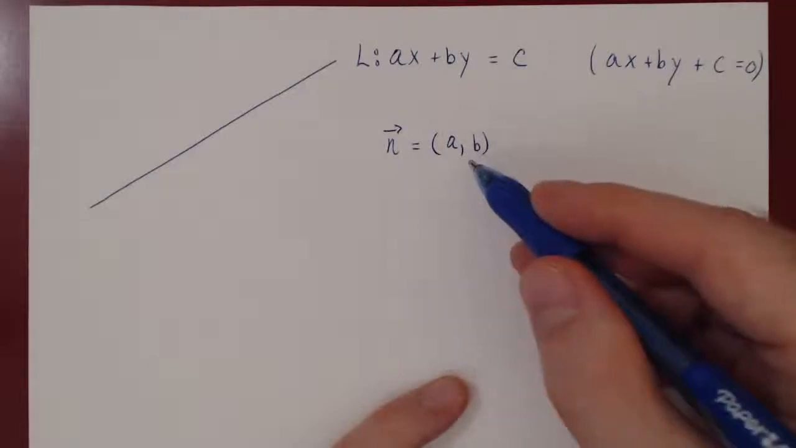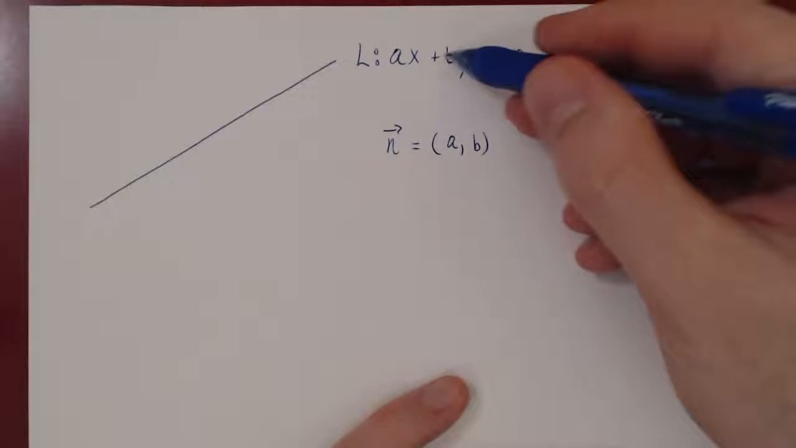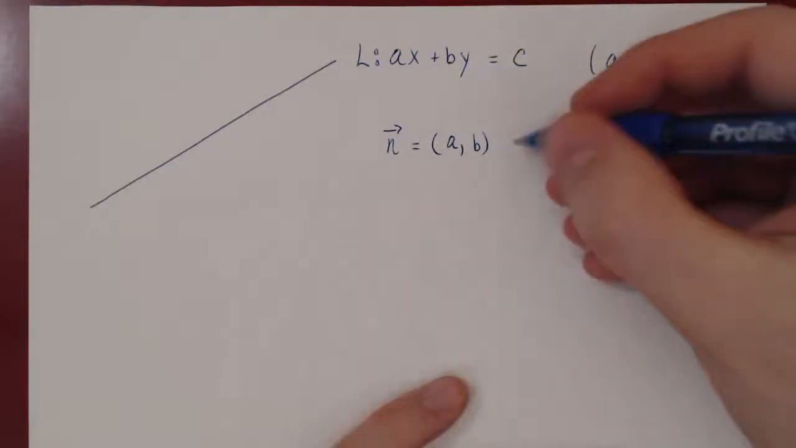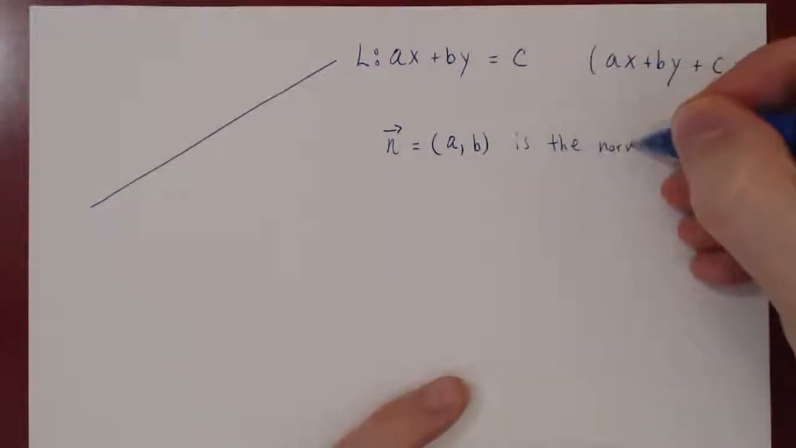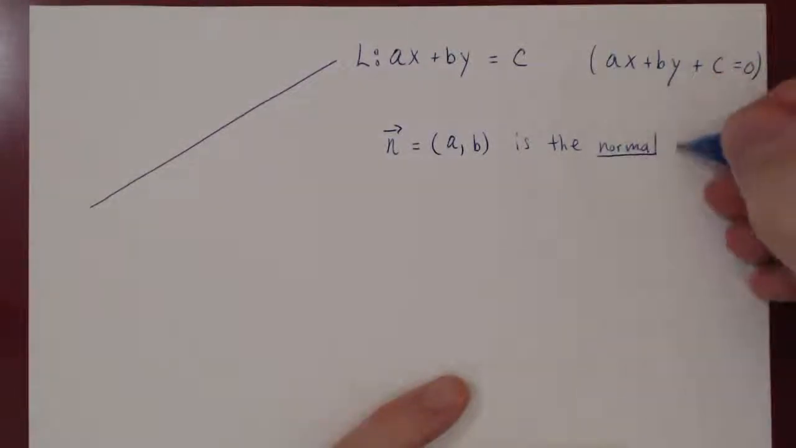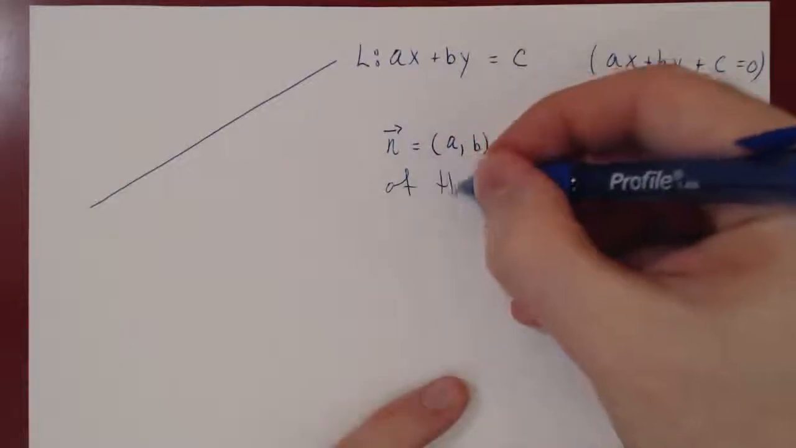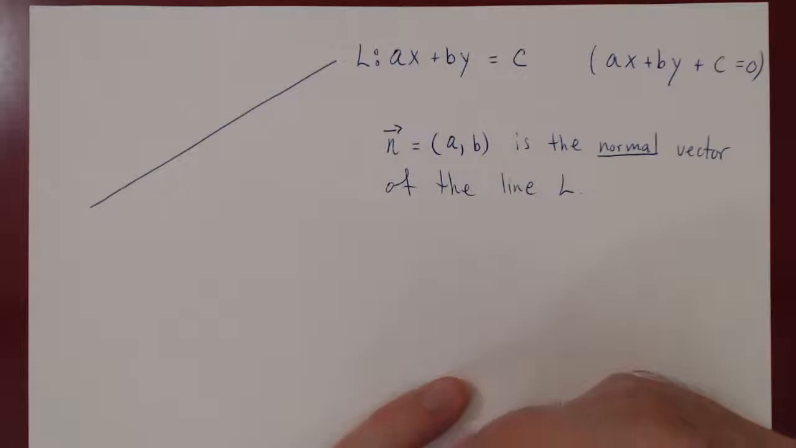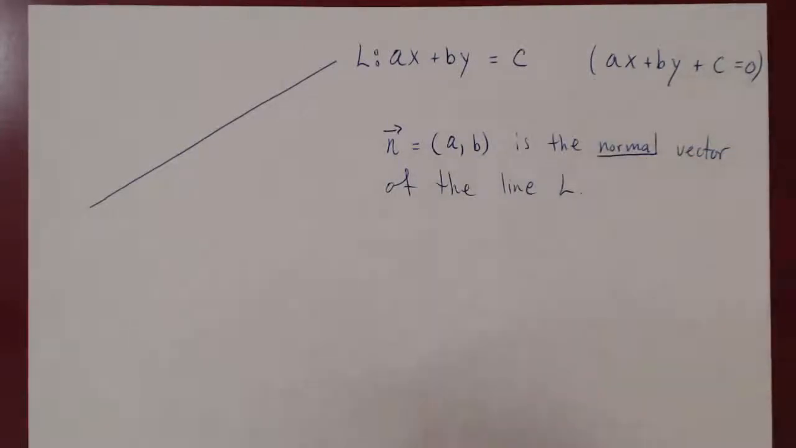So if you build a vector (a, b), where a is whatever multiple of x you have, and b is whatever multiple of y that you have, this vector is called the normal vector of the line. And normal is also a synonym for perpendicular or orthogonal. So if you say normal, it also means perpendicular.